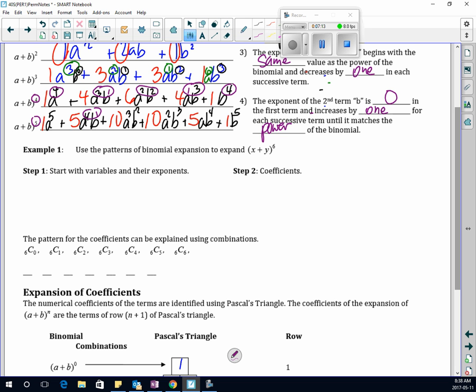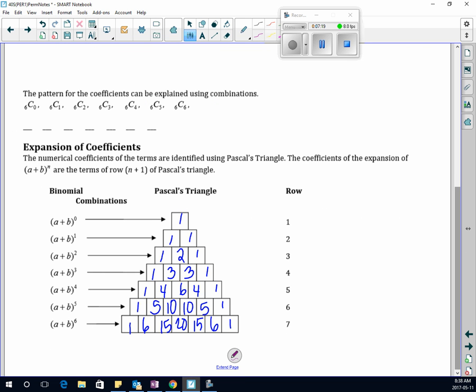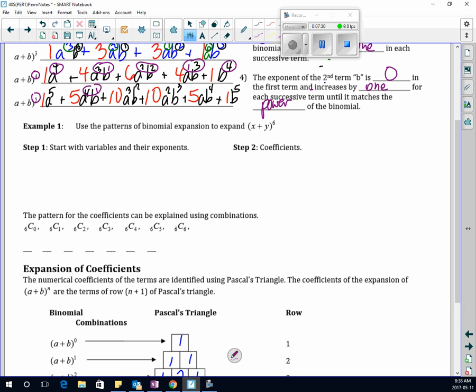So I know it says step 2, start with the coefficients, but I like actually starting with the coefficients. If it's to the power 6, I need the row that has 7 terms in it, right? That's row 7: 1, 6, 15, 20, 15, 6, 1. So I'm going to do that: 1, 6, 15, 20, 15, 6, 1. Does everybody see where I got that from?